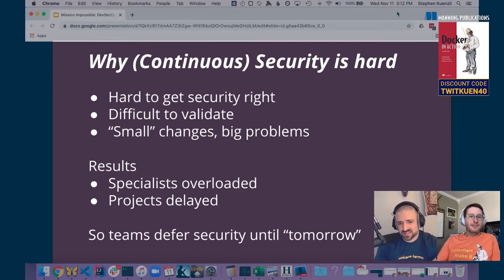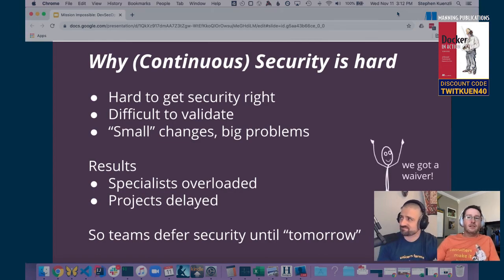Yes, for sure. This is distilling stories into 4-sentence or 4-word bullet points. Right. But the results, I think, are familiar too. Specialists who know how to analyze these things are overloaded, and either your project gets delayed because you're doing some analysis or doing some implementation, or you just defer it. And even if you get a waiver, that's not success. That's not security.